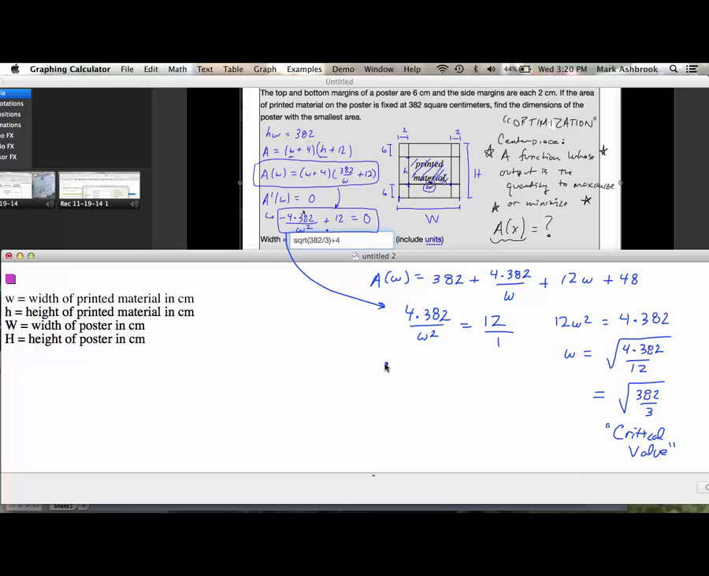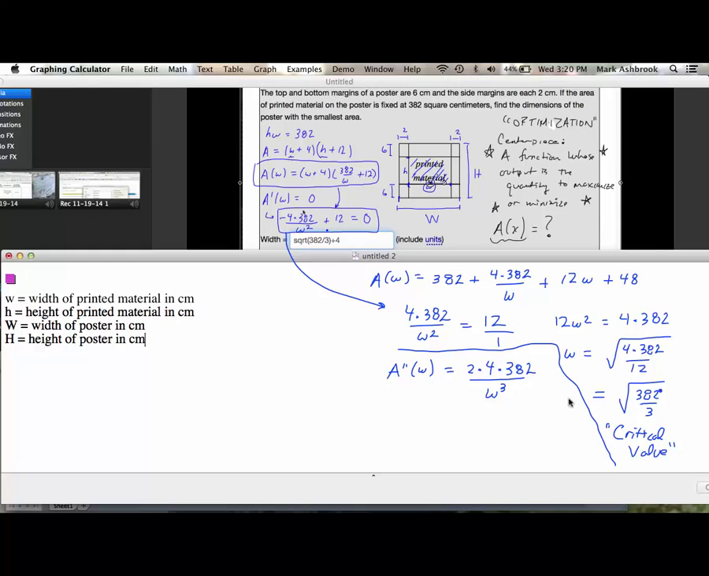So the second derivative, taking the derivative of this right here, would be the second derivative. And this is like w to the minus 2. So I'm going to have minus 2 times minus 4 times 382, which is actually positive 2 times positive 4 times 382, all over w cubed. And the derivative of 12 is 0. So here's my second derivative.